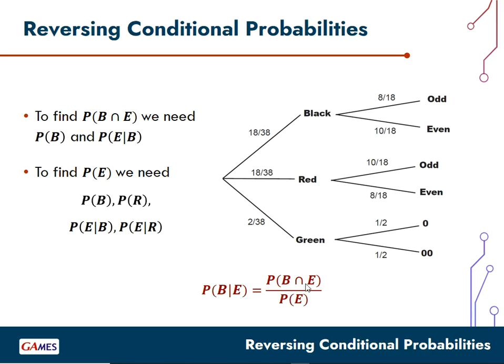Therefore, you must get the value of P of B intersect E based on the provided value of P of B, which is this, and P of E given B, which is this. The connection here is P of E given B, right? Notice it is not P of black given even, otherwise black would come here and even would come there. So the reason we are going to express this in terms of P of B and P of E given B is because P of B intersect E may not be provided.